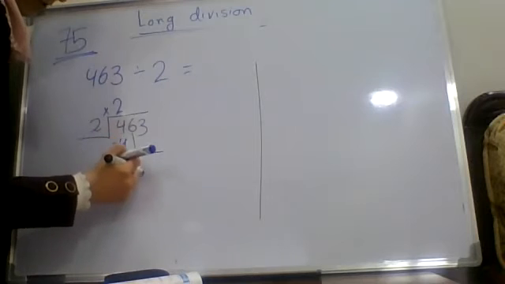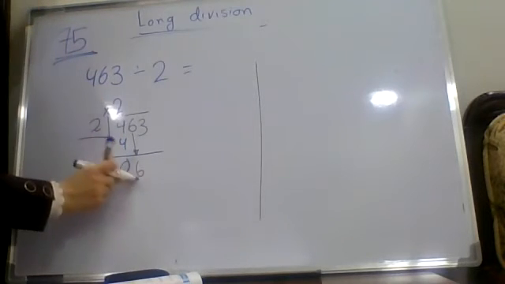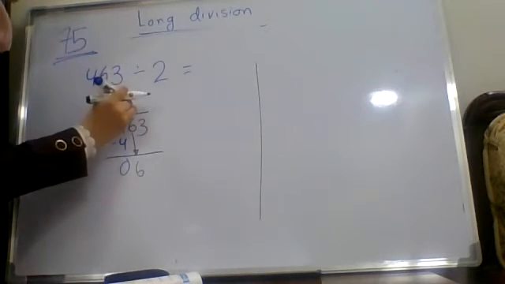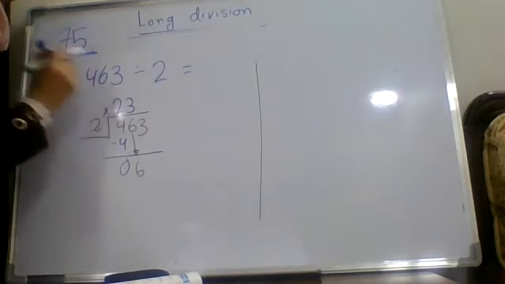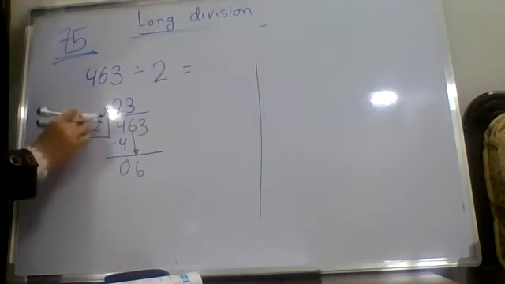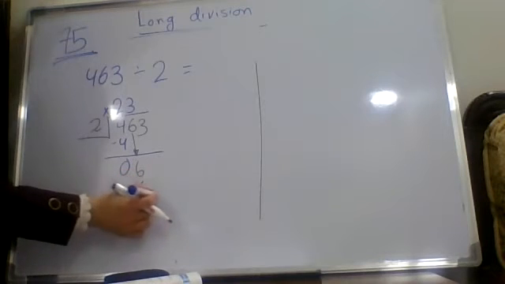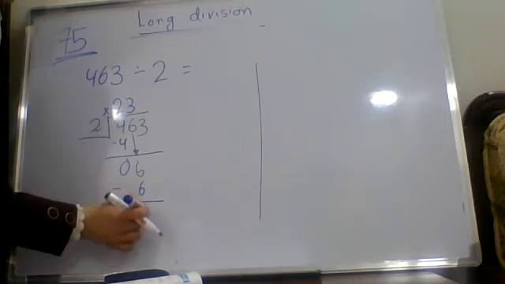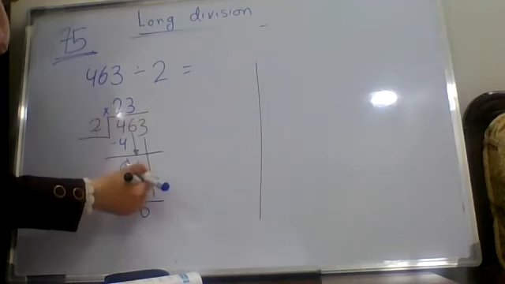Put the 6 down. 6. How many 2? I have 3. Okay, I have 3. 3 times 2 equals 6. Take away, it's 0. Now we want to check number 3.